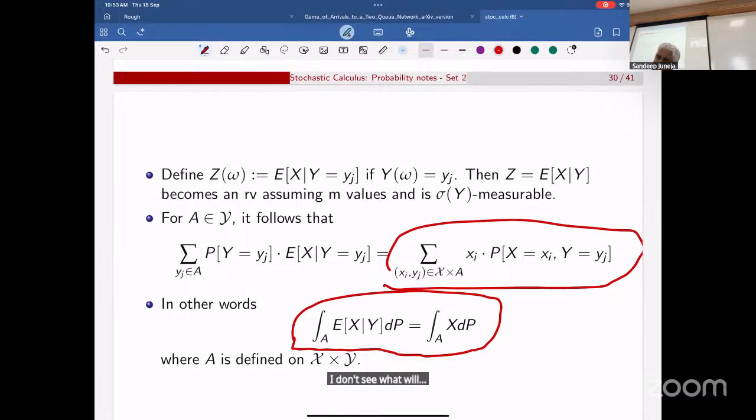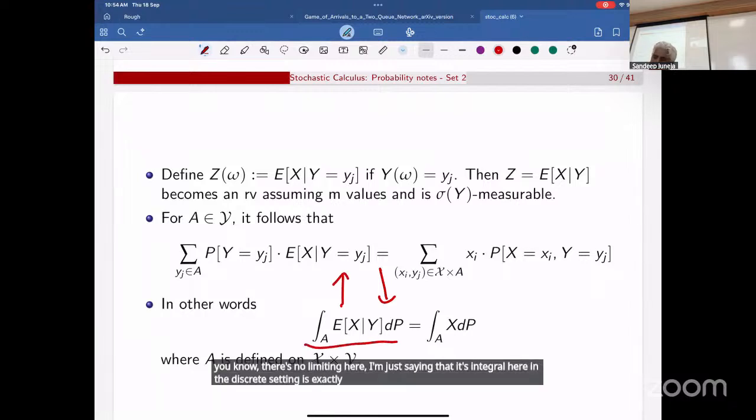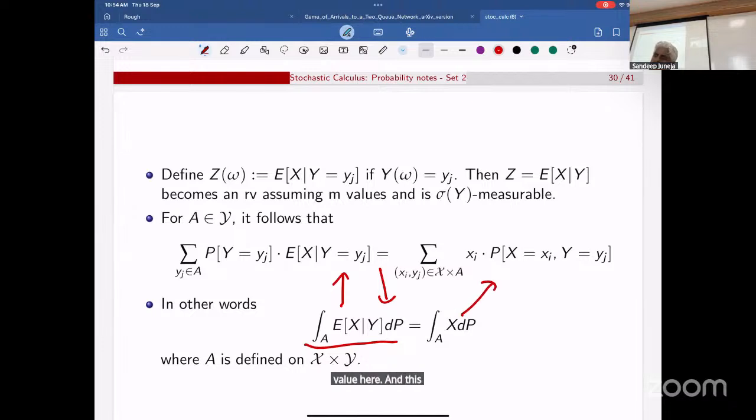What does this tell us? Right now we're just saying that this equation here is exactly this equation. That's all I'm saying. The nice thing is that the below equation is generalizable. So it's true for elementary probability, but it extends more generally. Right now there's no limiting here. I'm just saying that this integral in the discrete setting is exactly this value here, and this integral is exactly this. There's no limiting operation here.